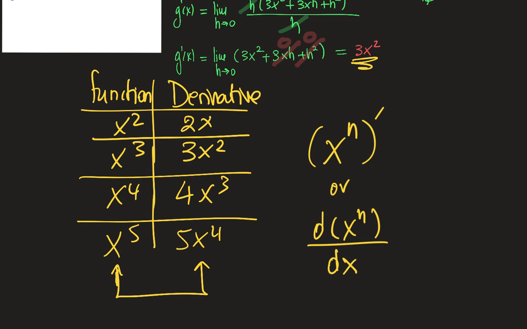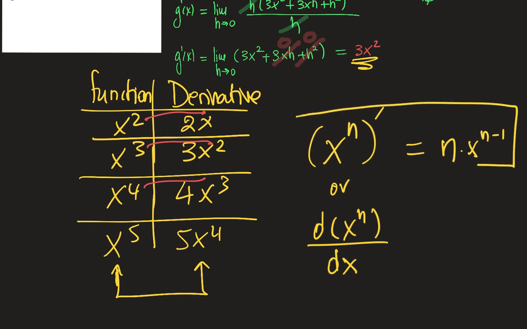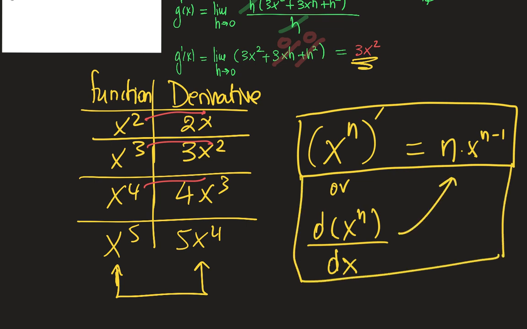n. Then the derivative becomes: the power comes at the front, times x, and then the power goes down by 1. So if you look back here, x squared becomes x to the 1, 3 becomes 2, 4 becomes 3, and so on. So that becomes n times x to the power of n minus 1. This is now a rule for derivatives. So this is now the rule.